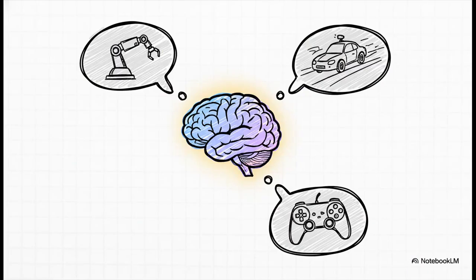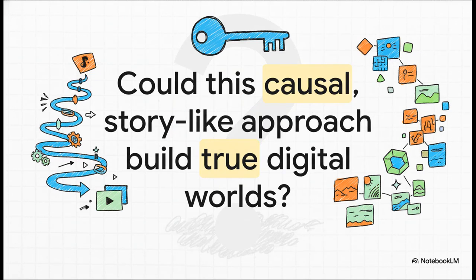But really, the implications here go way beyond just making prettier videos for your social feed. This kind of technology, a model that truly understands cause and effect and temporal consistency, is a massive step towards building what researchers call world models. We're talking about AIs that can simulate reality, which is absolutely essential for things like advanced robotics, self-driving cars, and the next generation of video games. And that kind of brings us to our final thought. While diffusion models absolutely kick the door open for AI video, maybe, just maybe, this completely different, causal, story-like approach is the key that will finally unlock the ability to generate not just short little clips, but entire, consistent, explorable digital worlds.